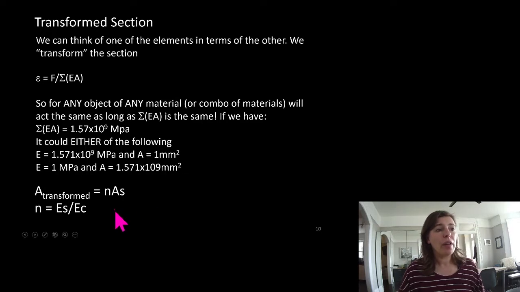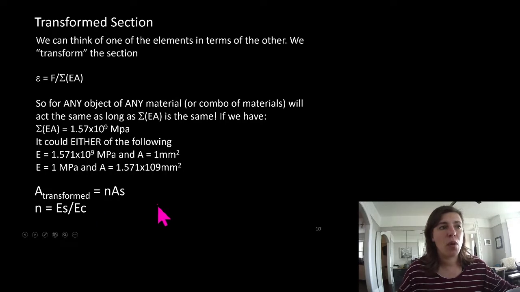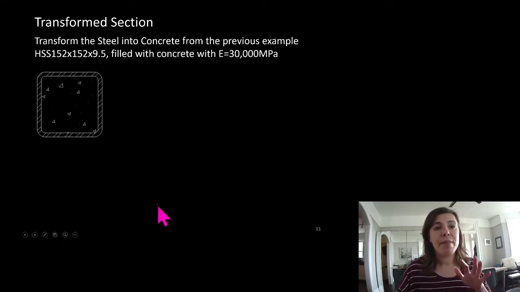So we could use a placeholder to tell us how we could transform one material into the other, or N. So we want to know our transformed area of, say, steel. Well, N would be the stiffness of the steel divided by the stiffness of the concrete. And we could use that to find our transformed area. Again, the best way to look at this is to do an example. So we'll do two examples now on this.